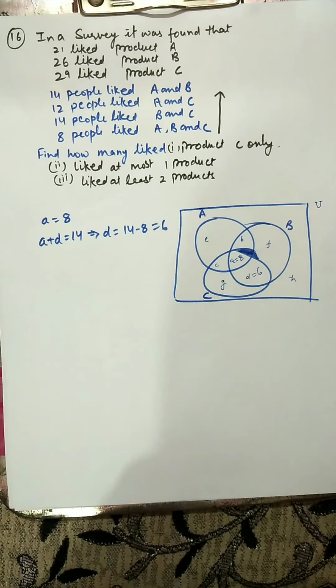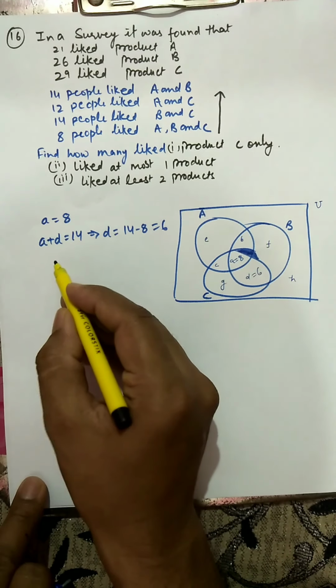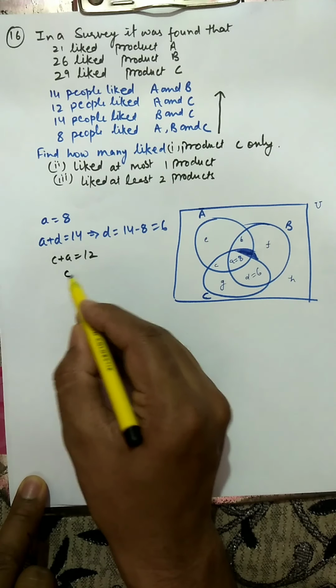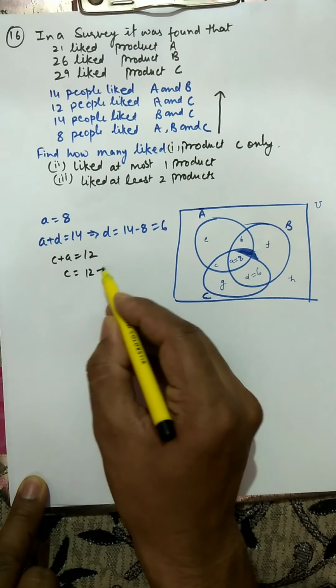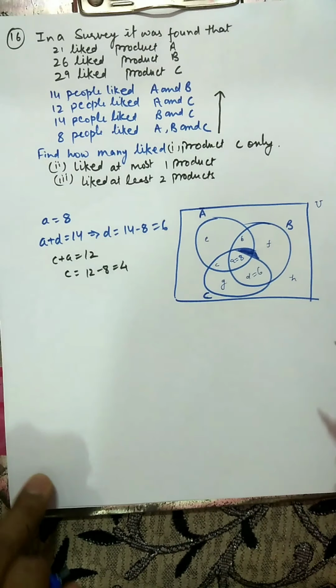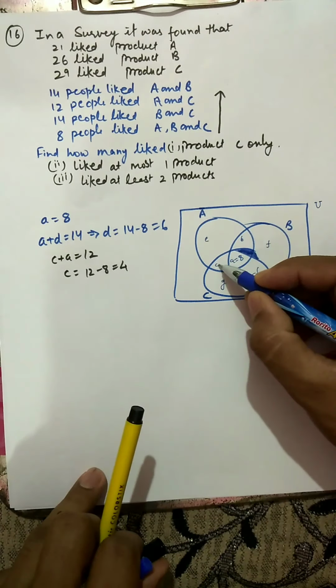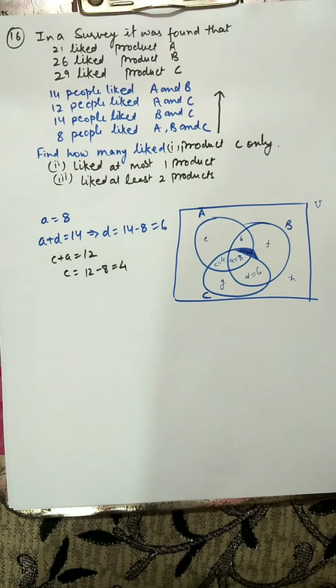This A and C means C and small c and small a equal to 12. So from here you can get the value of small c, which is 12 minus 8. This is 4. This is the intersection of A and C. So you've got the value of C as 4. So you may write it here, 4.